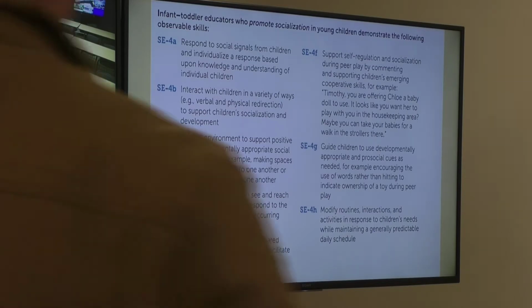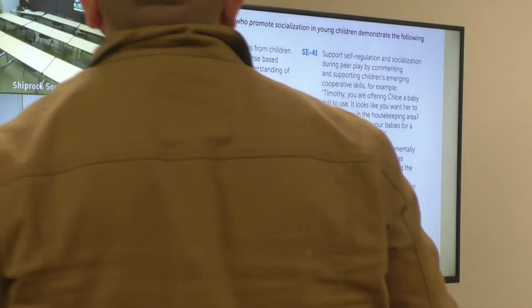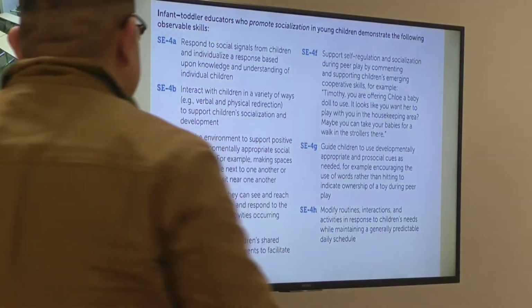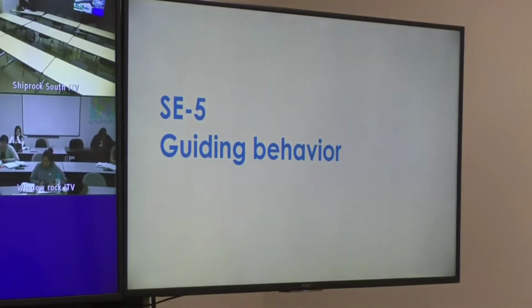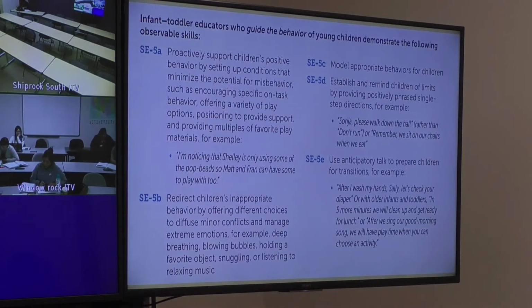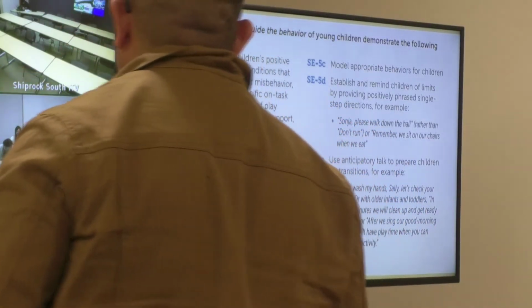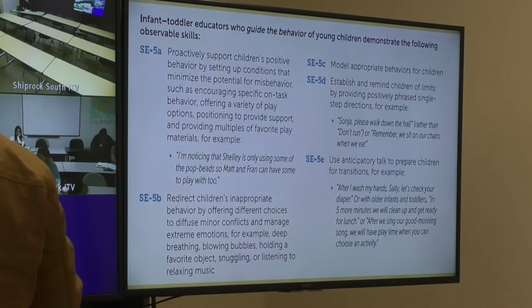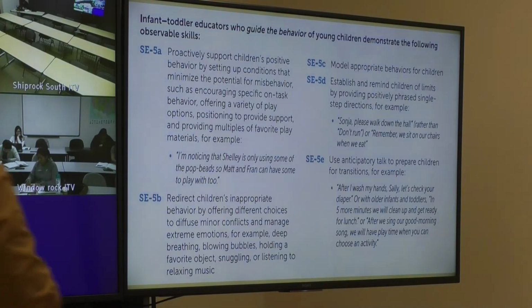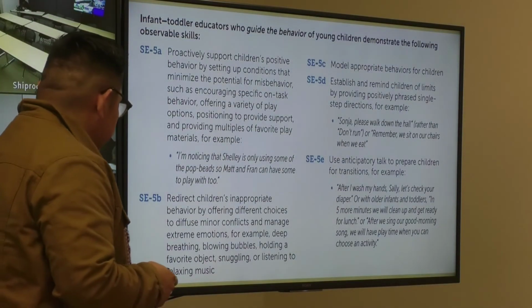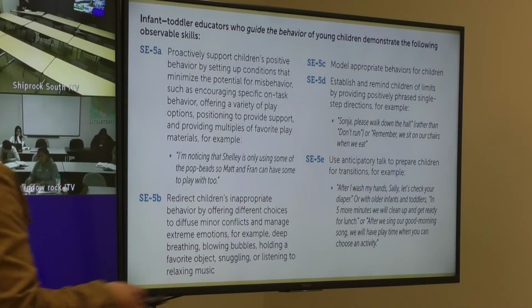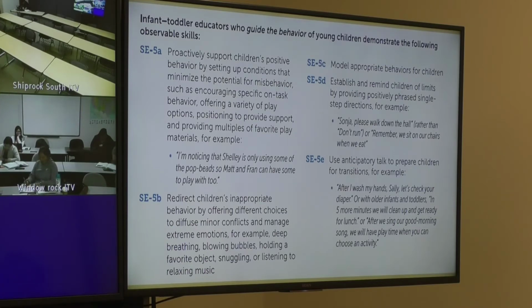And then number 4H. Modify routines, interaction, activities in response to children's needs while maintaining a generally predictive daily schedule. Guiding behavior. So now, proactively support children's positive behavior by setting conditions that minimize the potential for misbehavior. And then you have redirect children's inappropriate behavior by offering different choices. Deep breathing, blowing bubbles, holding a favorite object, snuggling, or listening to relaxing music.